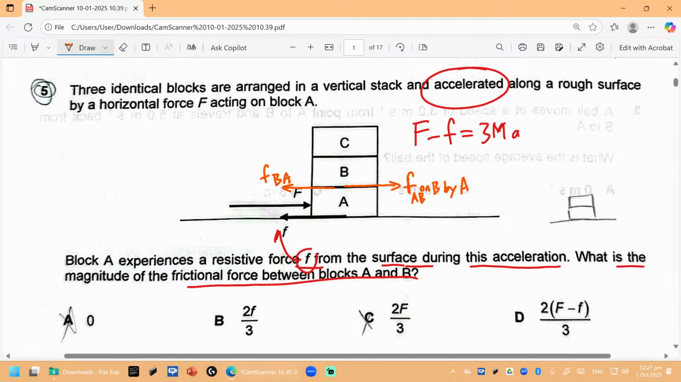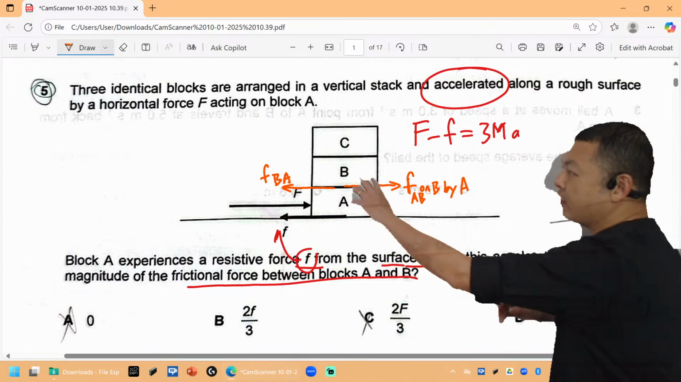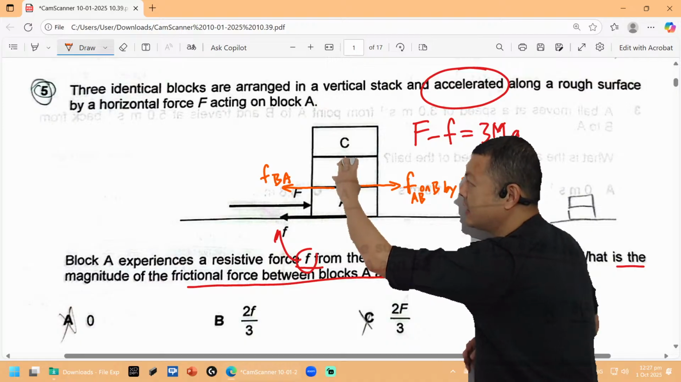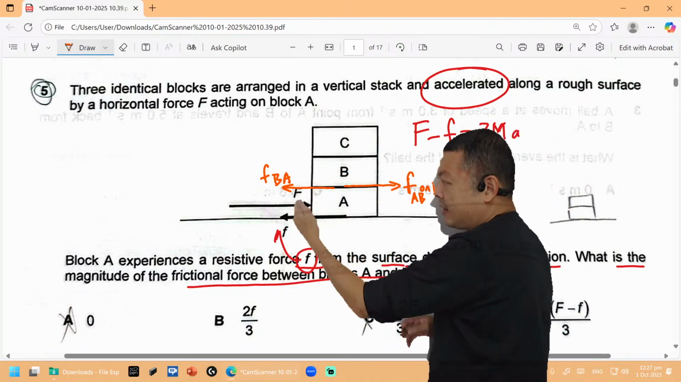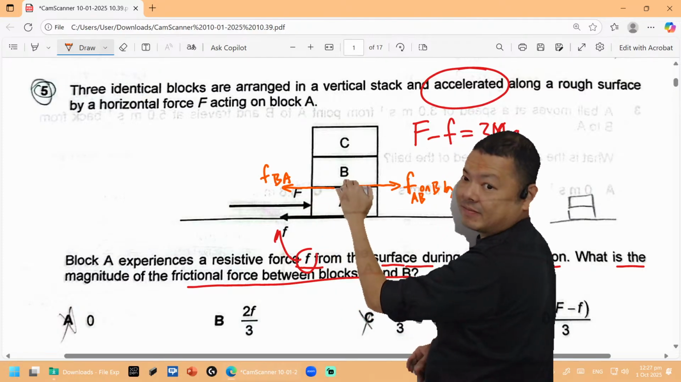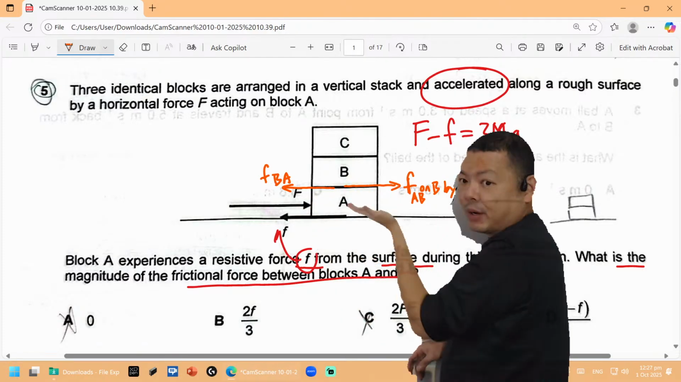Friction. And where's that friction pointing? Forwards. It has to be pointing forwards. So if you isolate B, there must be a frictional force by the bottom object. So this force F is not acting on B, right? It's the friction below, right?